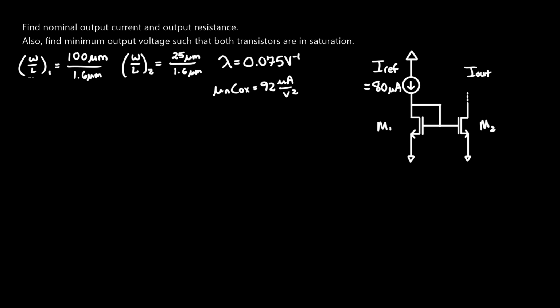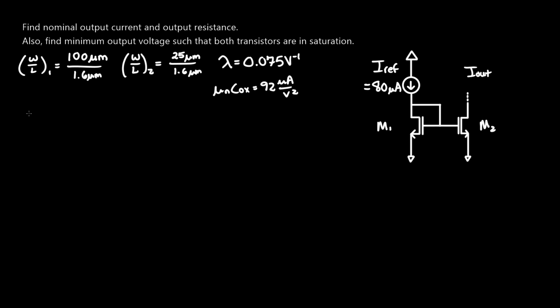We're given that the size of M1 has a width over length of 100 microns over 1.6 microns, and the width over length of M2 is 25 microns over 1.6 microns as well. Given that the second transistor has a smaller size, we expect the output current to be a smaller ratio of the first. Furthermore, we're given the channel length modulation lambda equals 0.075 inverse volts, and transconductance parameter Kn prime, or in other words mu NCox, equals 92 microamps per volt squared.